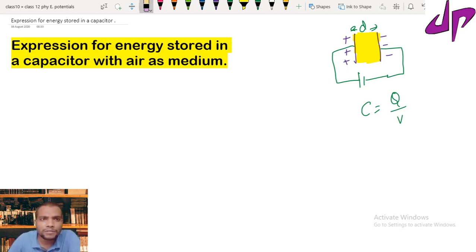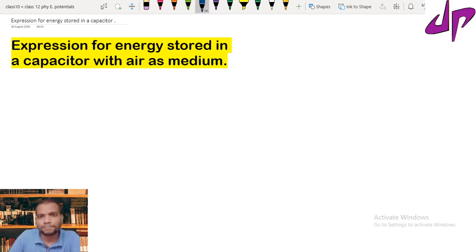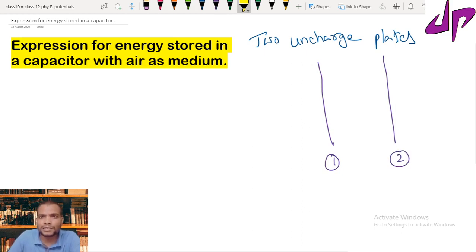But here we need to derive the energy stored. This capacitor stores energy, so for that we need to derive an expression. Let me take two uncharged plates. This is plate 1, this is plate 2, so let me label them as 1 and 2. Initially these two are uncharged.